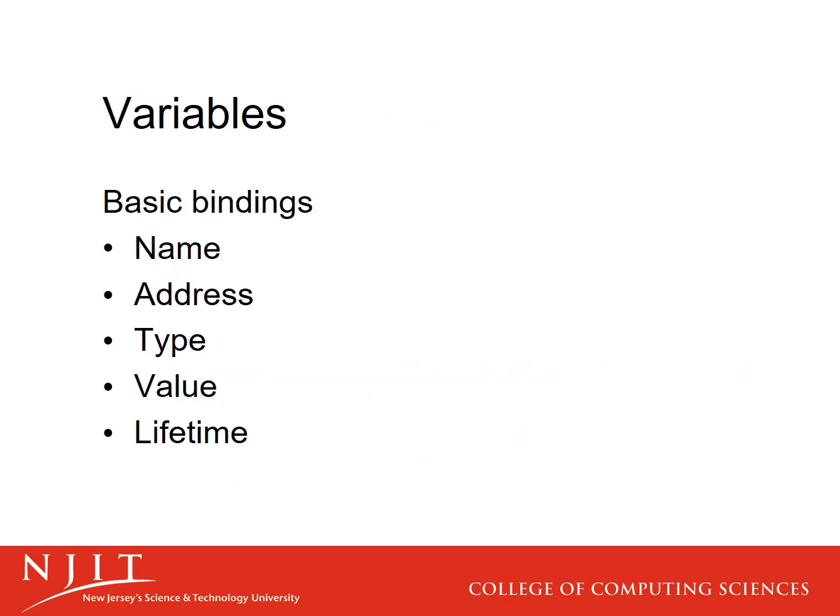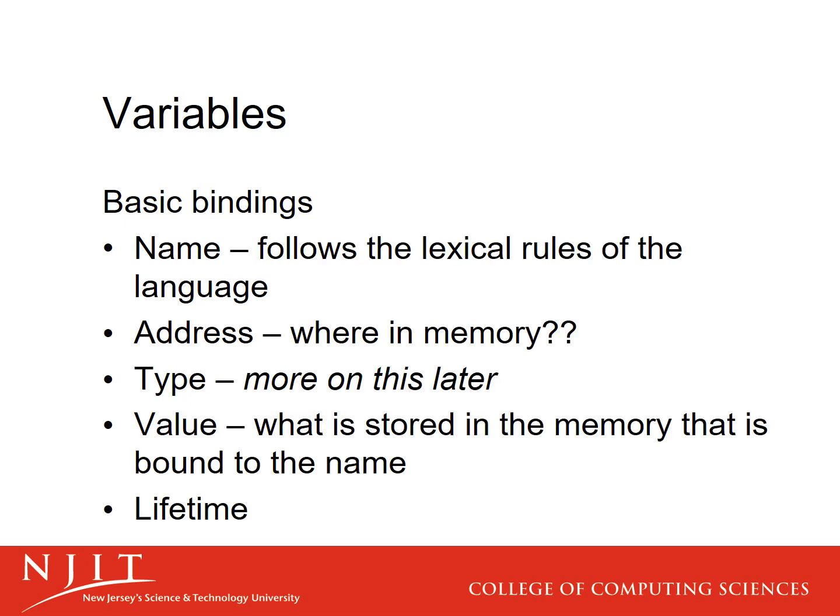Okay, so now let's get into the details of what bindings are, what it means, and what we might actually care about here. There are 5 basic bindings associated with variables: name, address, type, value, and lifetime. Variables have these bindings associated with them. A name is bound to a variable, and it's just following the lexical rules of the language.